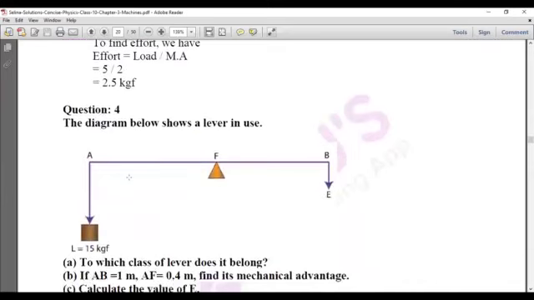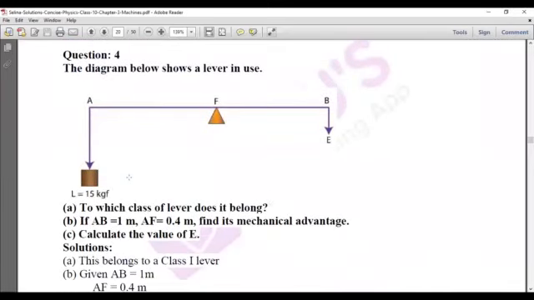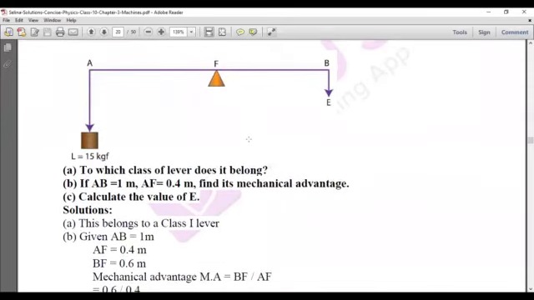Next, fourth one: the diagram below shows a lever in use. To which class of lever does it belong? So the fulcrum is situated in between effort and load. So it is a class 1 lever. If AB is equal to 1 meter, here the total length of AB is 1 meter, and AF is 0.4 meter, find its mechanical advantage and calculate the value of E.